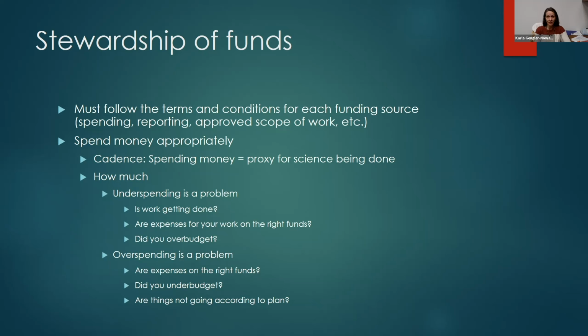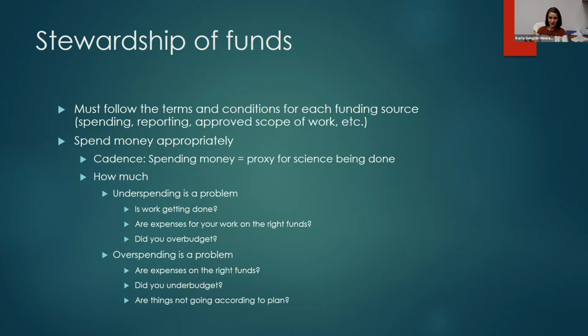And the reason it often happens is because things are just not going the way you expected they were going to go. So if you are at that point where you're overspending because things just aren't going according to plan, you're having a lot of trouble, this is a time when you might be wanting to talk to your program officer or your science contact at your sponsor to kind of keep them in the loop about what's going on.